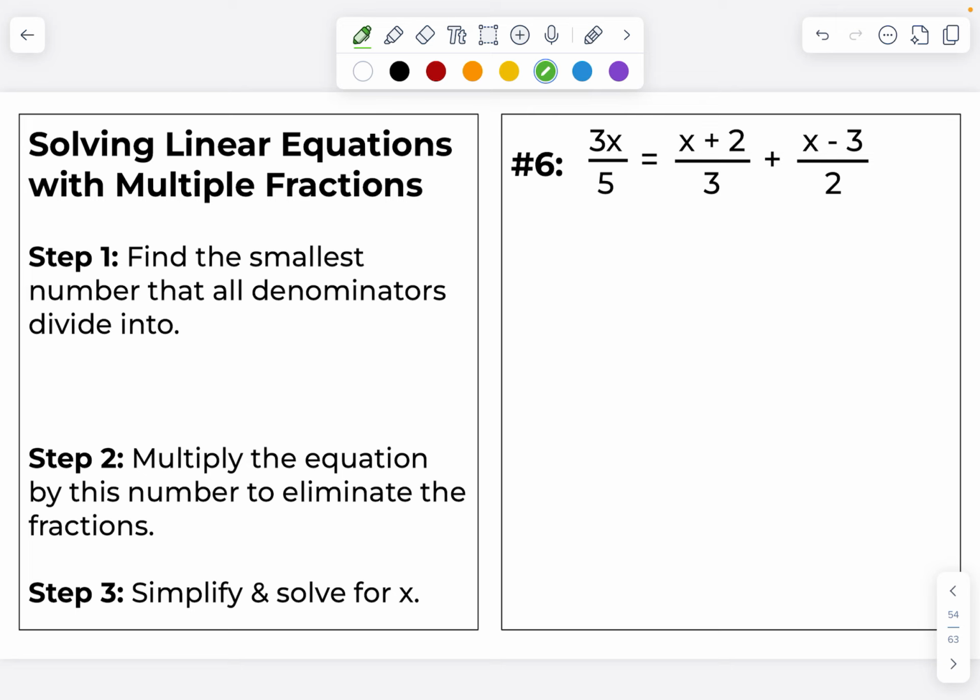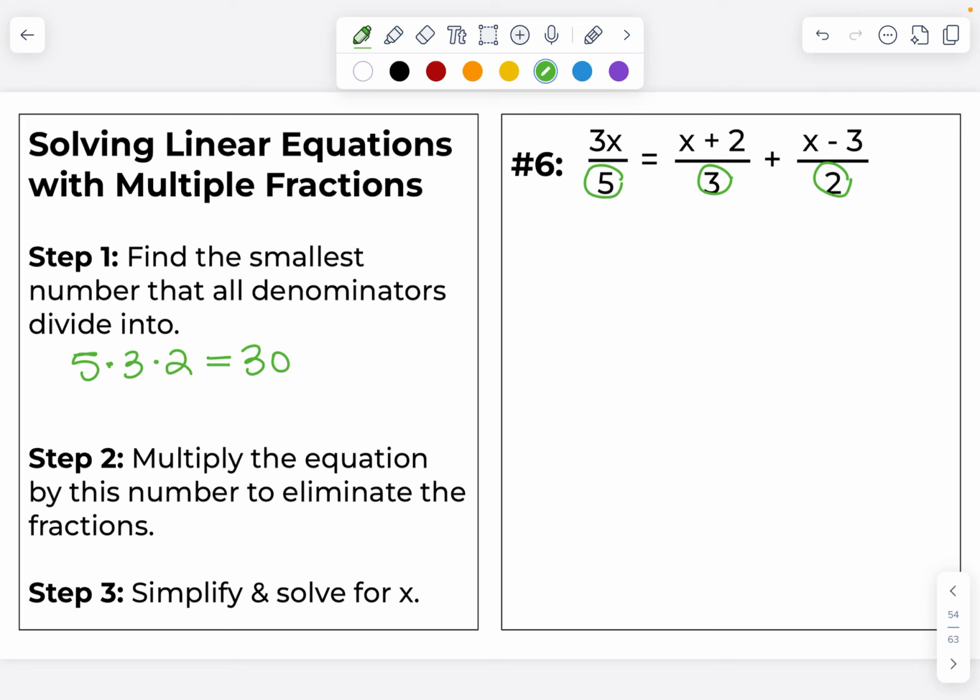So I want to figure out what number 5, 3, and 2 divide into. One way you can find this out, guys, is by doing 5 times 3 times 2. That'll give you 30. If you take the denominators and multiply them together, that number will always work. Another thing we want to think about is whether there is a number smaller than 30.